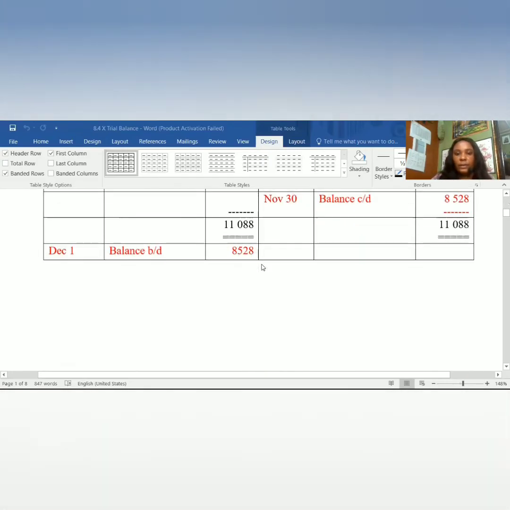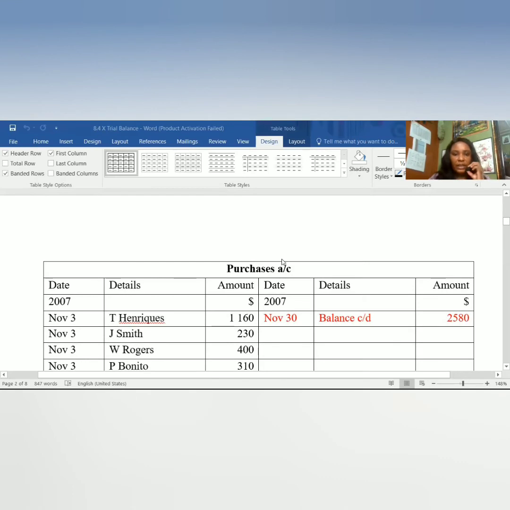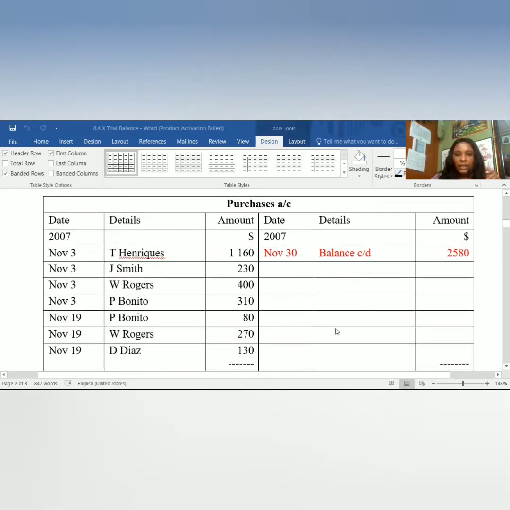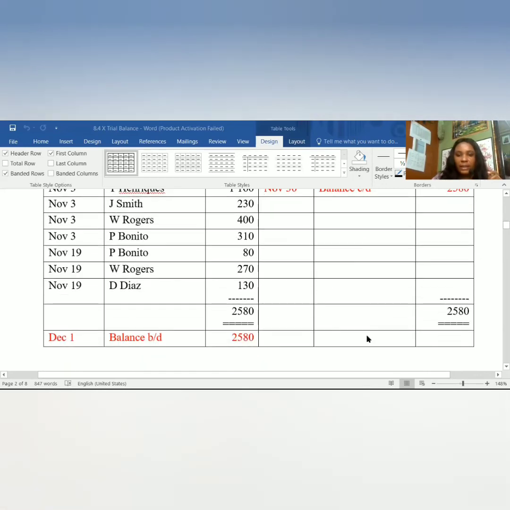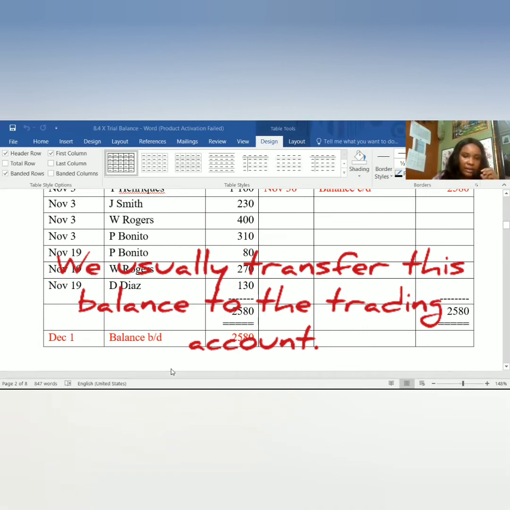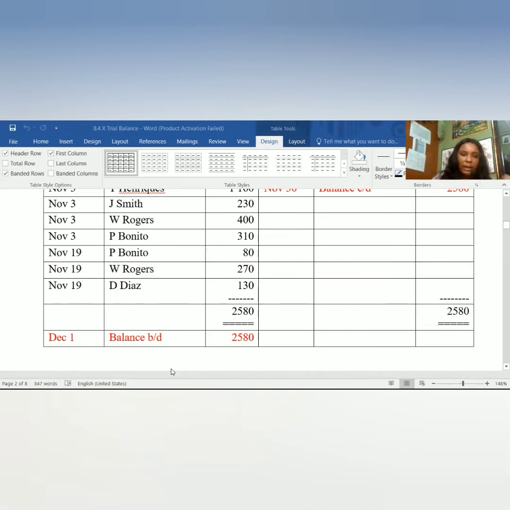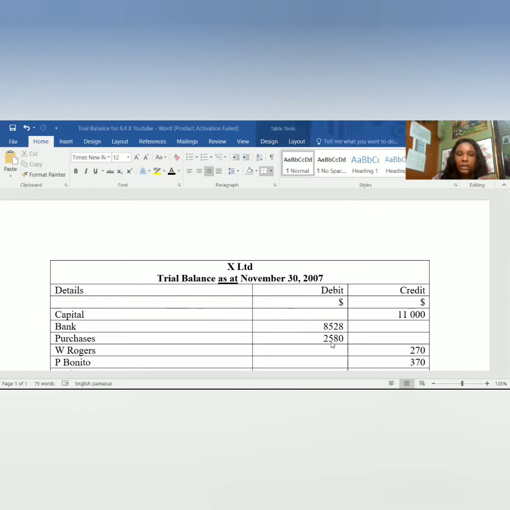Here now, let's go down. This is my purchases account, and if you look, the purchases balance BD falls on the debit side. And so in your trial balance, you're going to write purchases in the details and put the 2,580 under the debit column. Your purchases and the 2,580. So what you would do is go through each of the accounts, write the names down and put the figure on the side of the trial balance that it falls on in the T account.